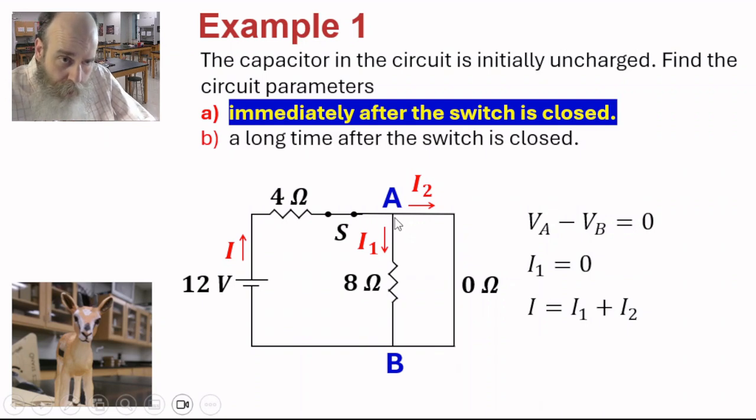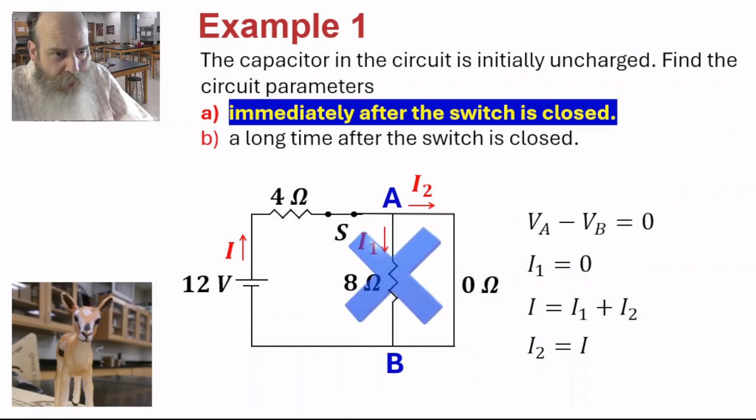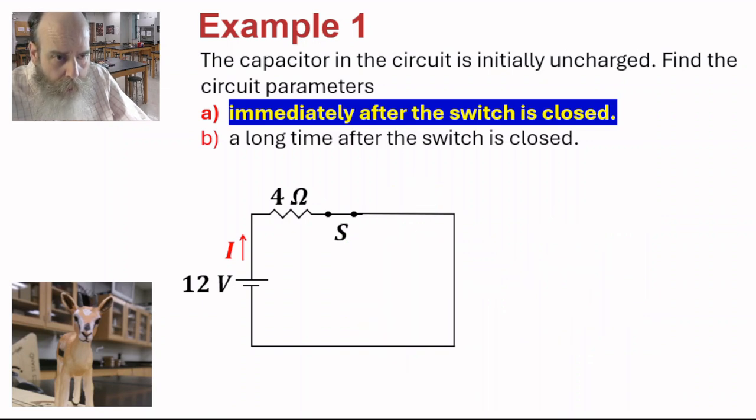And at junction A, if we apply Kirchhoff's junction rule, we know that the current into the junction, I, equals the currents going out of the junction, I1 plus I2. So since I1 is 0, we find that I2 equals I, the current through the battery. So really we can just get rid of that 8 ohm resistor. And our circuit becomes this: a 12-volt battery with a 4 ohm resistor.